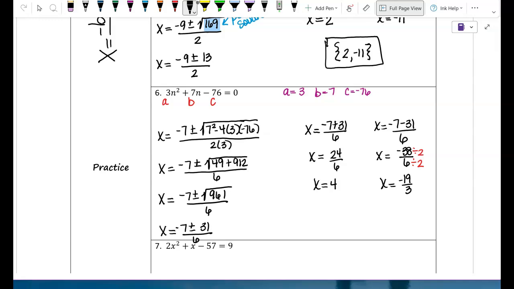The reason I want you to get in the habit of that, as we're looking ahead to the final exam next week, which will be next Wednesday for second period, is that they would leave an answer like this as an improper fraction reduced down to its lowest terms. So I want to make sure that you do that. So my solution set here would be 4, negative 19 thirds.